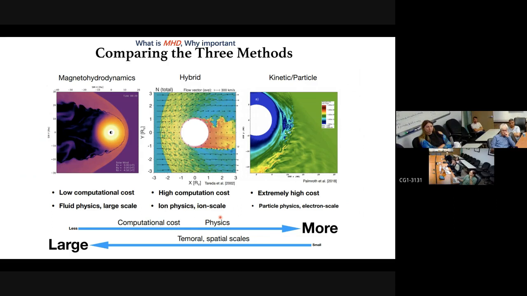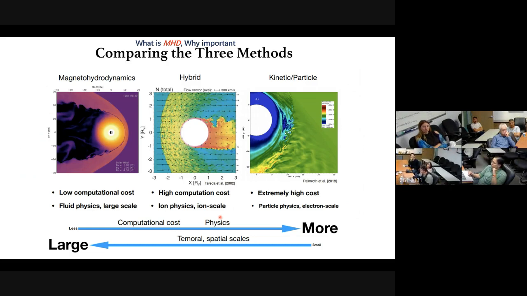The MHD method treats plasma as a conducting fluid. So basically it solves the mass, momentum, and energy equations, as well as the Maxwell equations. This method has low computational cost and gives a very good description of the system most of the time. The hybrid method is something in between. It solves the ions with a kinetic or particle method and solves the electrons with a fluid method. So this gives you ion scale physics, but still costs a lot. The hybrid and particle methods are quite nice, but they are too expensive to be applied to global simulation. So it becomes an advantage to use MHD to describe a very large system.